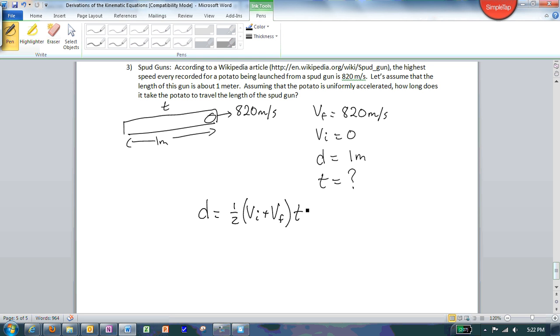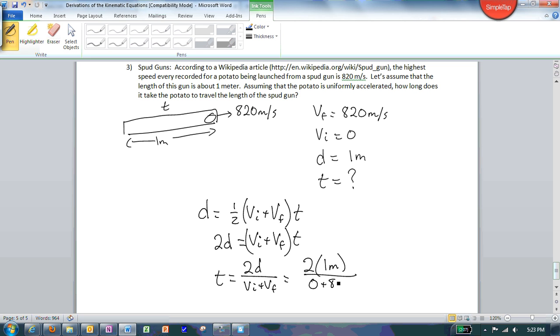And then I need to rearrange my equation to solve for T. So I'm going to multiply each side by 2. And I get this, and then I can divide each side by V initial plus V final. So I get 2D over V initial plus V final. And then I've got 2 times 1 meter over my initial was 0 plus the 820 meters per second.